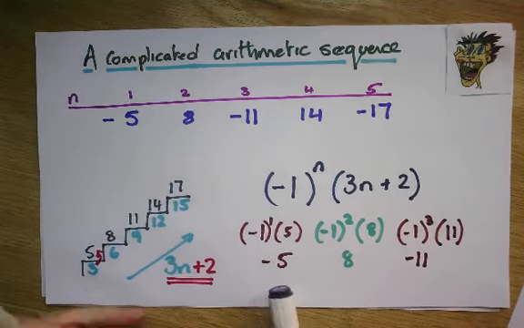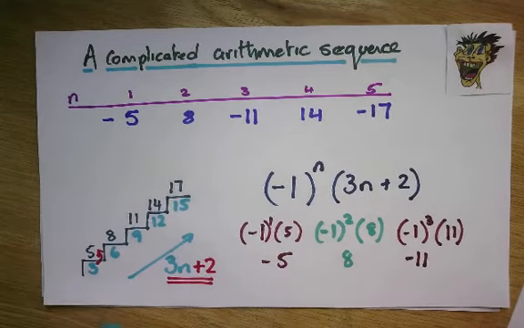Now if you followed all the way through, you see how it oscillates between the signs. That's how you get a complicated arithmetic sequence. Nice, isn't it?